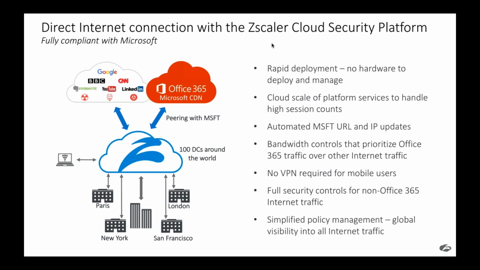Now because Zscaler sits at the other end of the pipe, we can manipulate the traffic that comes towards you. So for example, we can prioritize your Office 365 traffic over YouTube. The key point here is that we don't necessarily need to block people from watching YouTube videos, but we can manipulate, for example, the window sizes in the TCP segments.